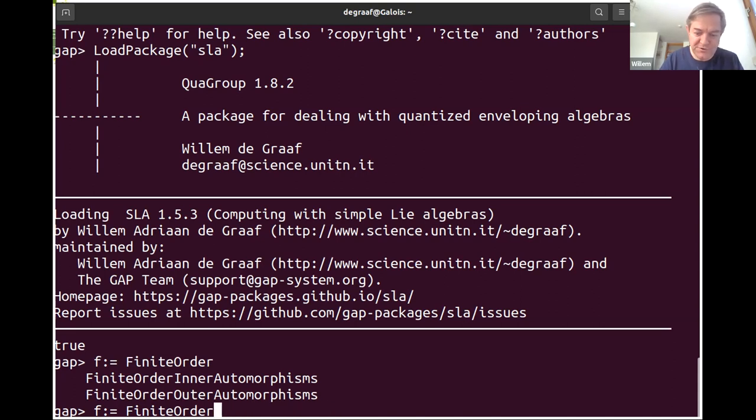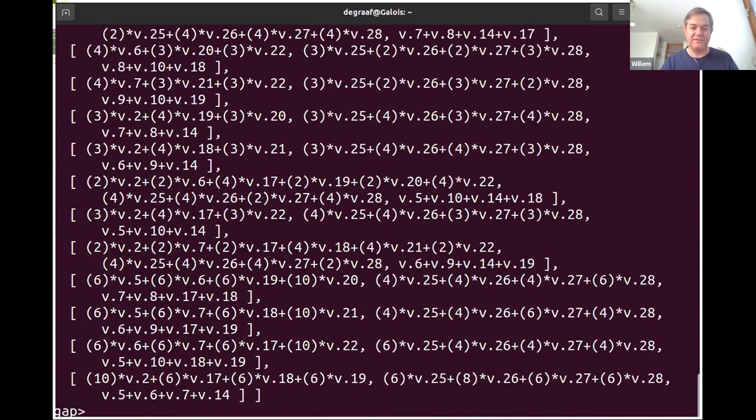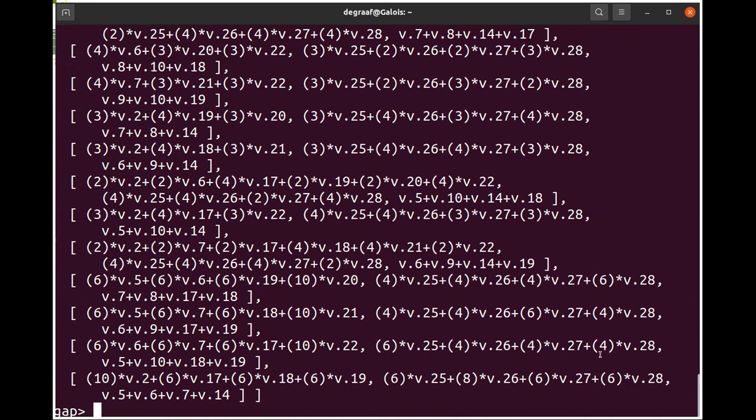I forgot inner. Sorry. So I first have to define the automorphisms, the automorphism of the algebra type D4 of order two. And then I can say nilpotent orbits. And I have to take the second one for this. Well, I have to figure out the details, right? But anyway, I will. And there they are. And you see, you immediately get a list.